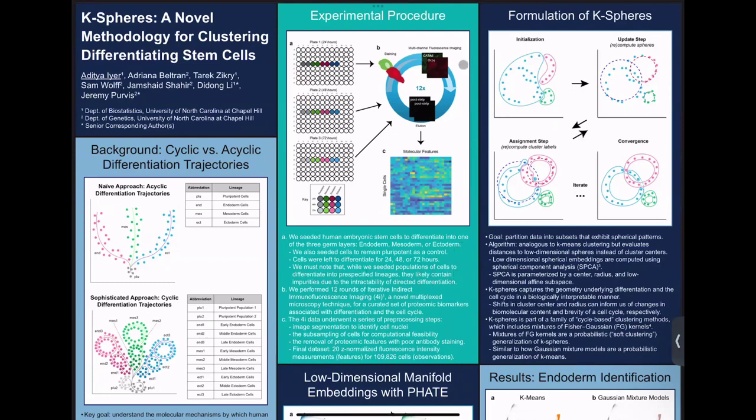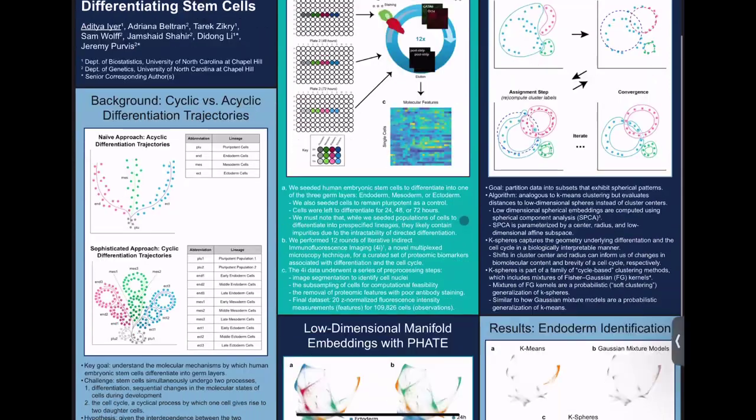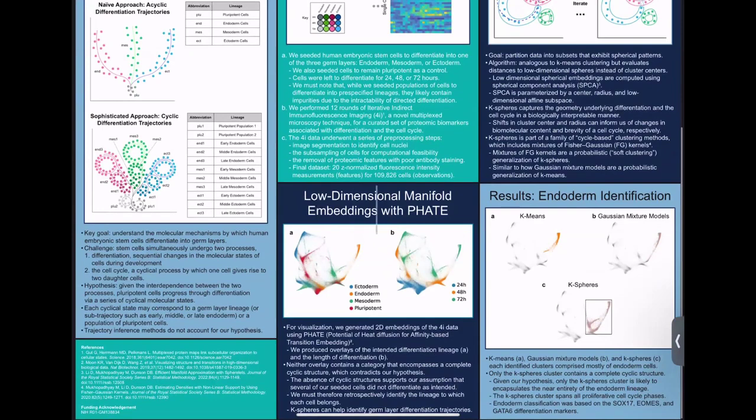On each collection of cells, we performed 12 rounds of iterative indirect immunofluorescence imaging, or 4i for short, using a curated set of proteomic biomarkers associated with differentiation and the cell cycle. 4i is a novel multiplexed microscopy technique for obtaining dozens of proteomic features from single cells, increasing the dimensionality of our data. We applied a series of pre-processing steps to the collected data samples, and in total, our final data set consisted of 20 Z-normalized fluorescence intensity measurements for 109,826 cells. We visualized our data by generating 2D PHATE embeddings.